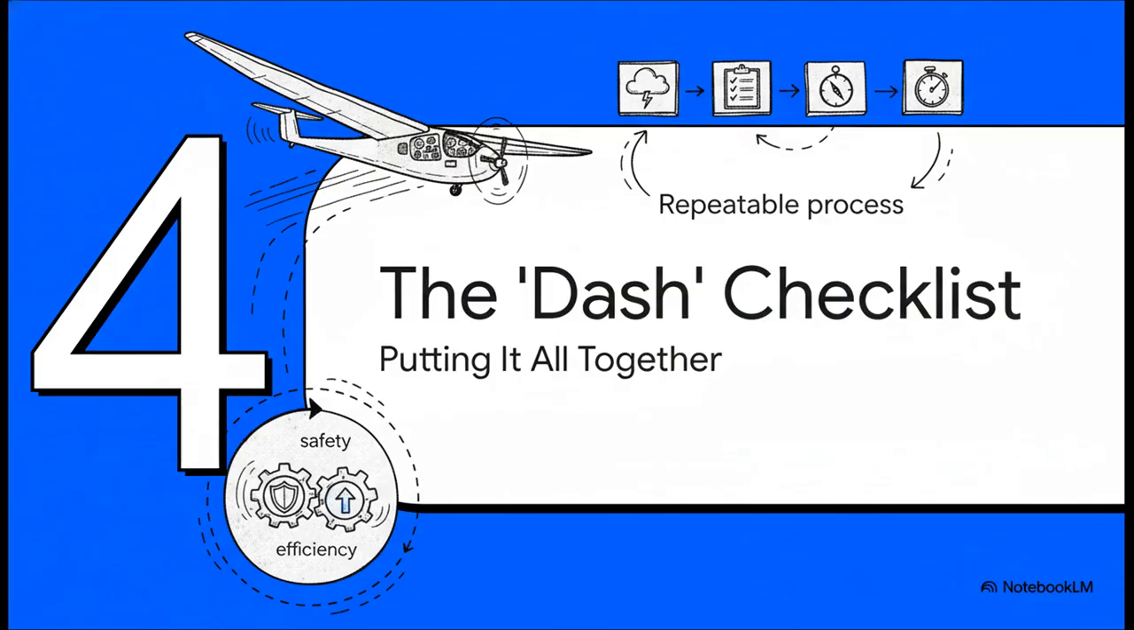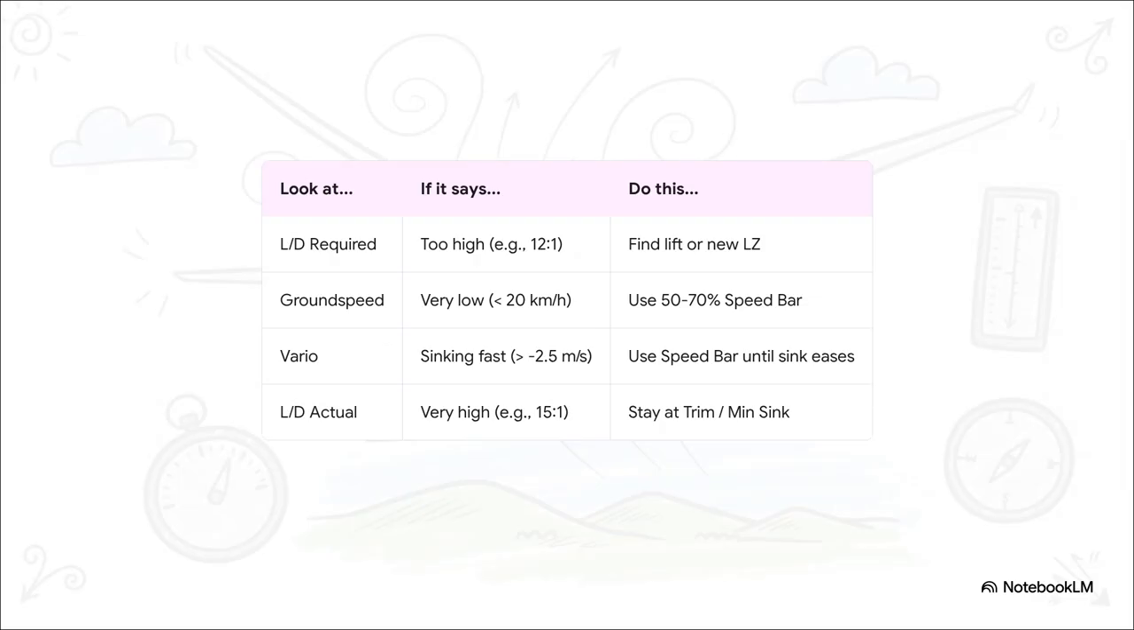So, we've covered safety, we've talked about headwinds, and we've touched on efficiency. So how do we wrap all of this up into a simple, repeatable process you can use on every single glide? Well, this is what we'll call your DASH workflow. Okay, picture this. You just topped out a thermal. You're pointing toward your goal.